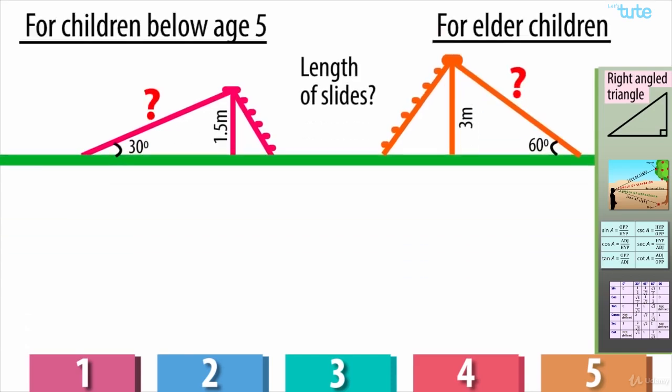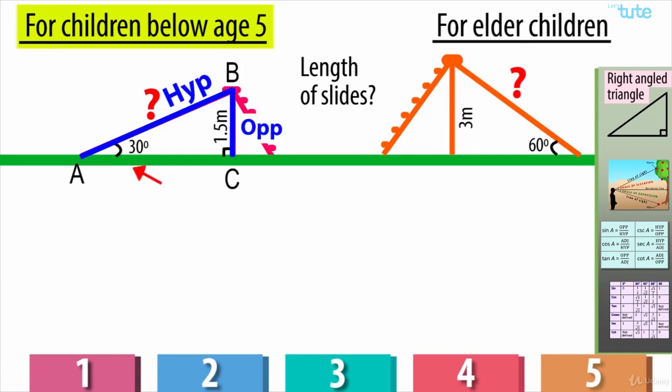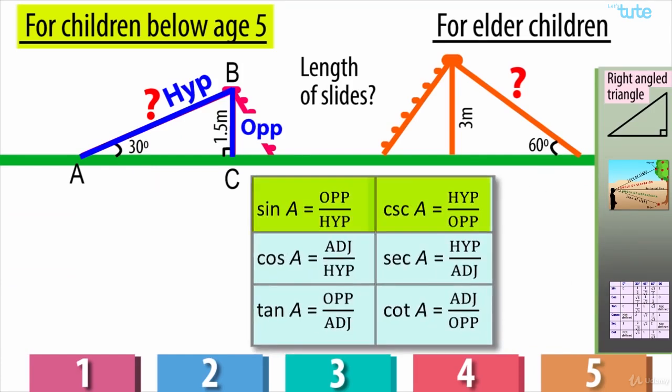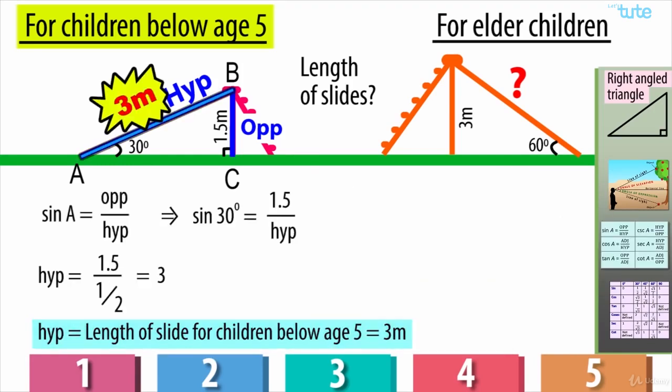So to find the length of the slide for the children below age 5, we consider the right angle triangle ABC. Here the slide acts as the hypotenuse and its height as the opposite side for the angle 30 degrees. Therefore, here we use sine or cosec because they deal only with the hypotenuse and the opposite side. And the length of the slide for the children below age 5 is 3 meters.